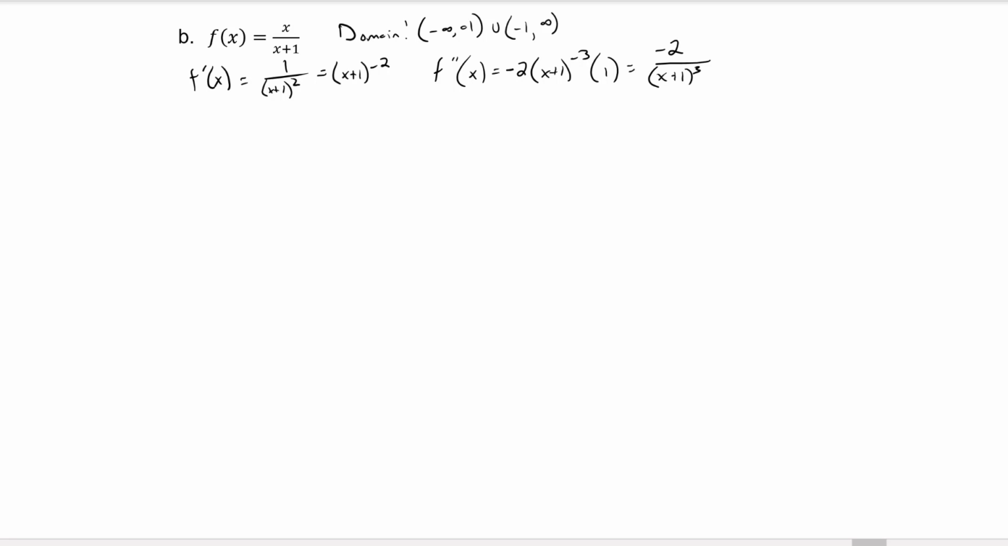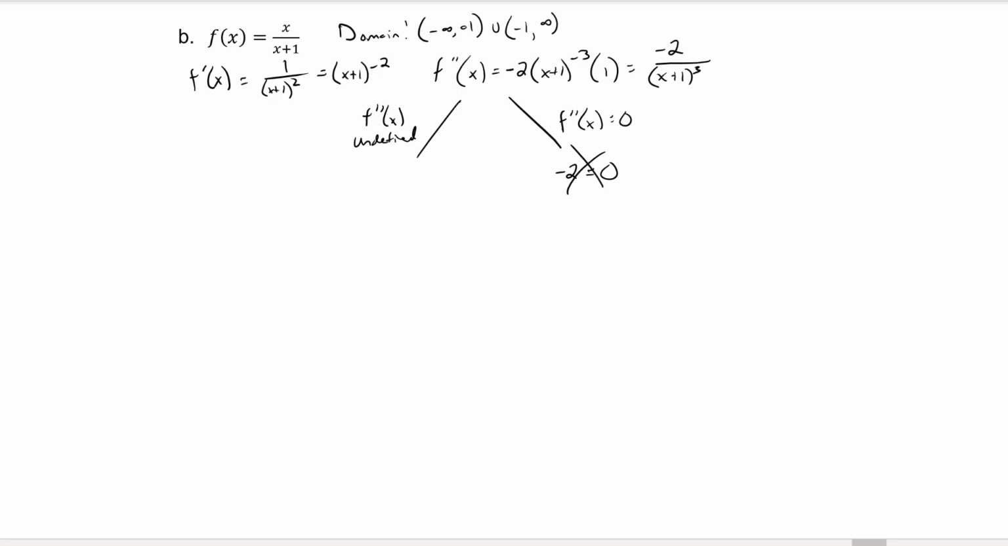All right, so now we want to find all values where f double prime is undefined and all values where f double prime of x equals 0. Let's take the equals 0 first this time. Equals 0 means we're just setting the numerator equal to 0, so negative 2 equals 0. That doesn't make sense. That tells us that f double prime of x is never going to equal 0.